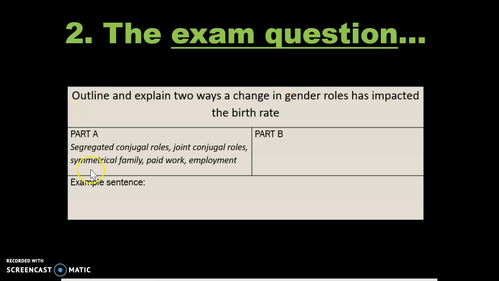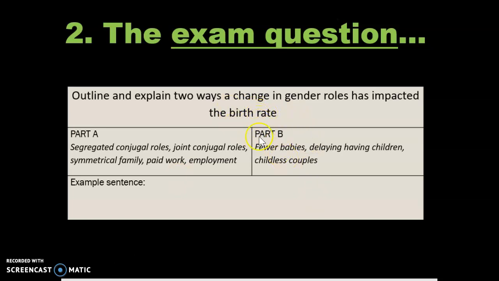So possible changes in gender roles that you could have talked about could be segregated conjugal roles have now become joint conjugal roles. We have gone from this traditional nuclear family where there's the instrumental and the expressive role. It has now become more of a symmetrical family where you have got sharing of paid work, employment, housework and so on. And how might it have impacted the birth rate?